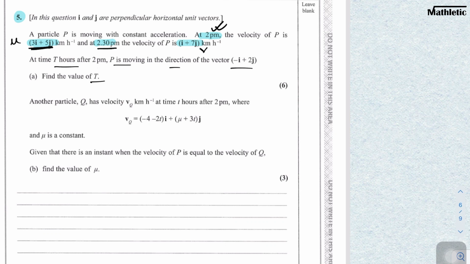So let me just start with calculating the acceleration. Acceleration is the rate of change of velocity, (v minus u) divided by t. Let me just use the values of this final velocity and the initial velocity.